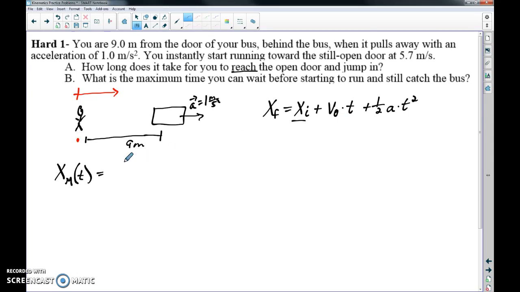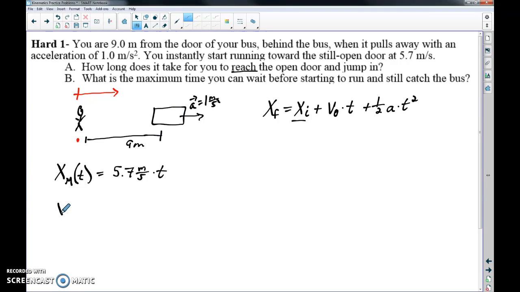My velocity to start is 5.7 meters per second. And this will be times time. And then I have no acceleration for running. I stay at this constant velocity, so this term is 0. So I have a simple equation right here for me as a position of time.